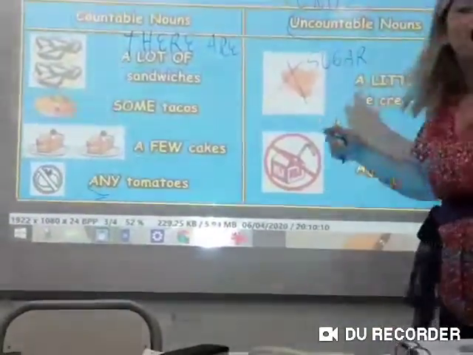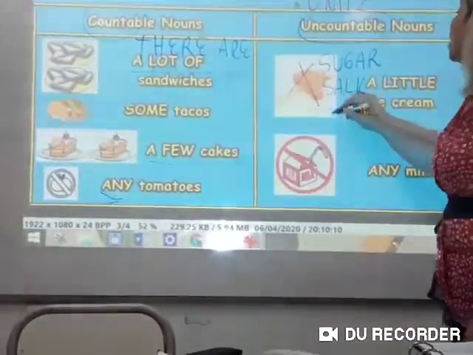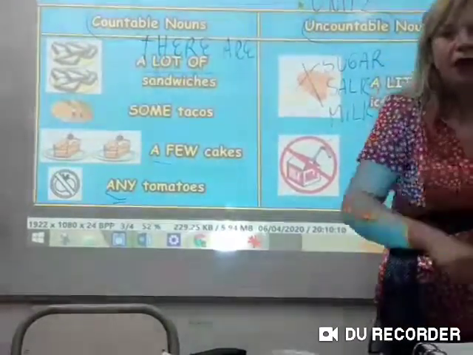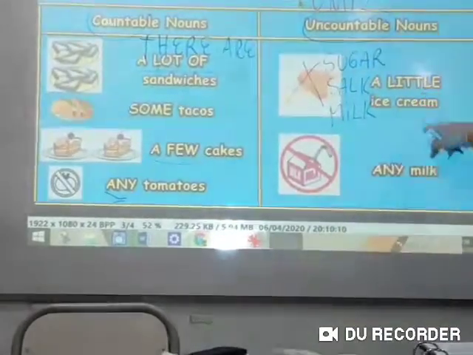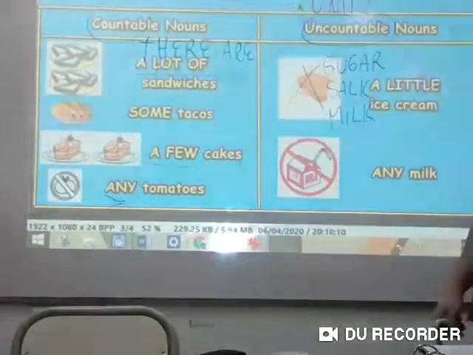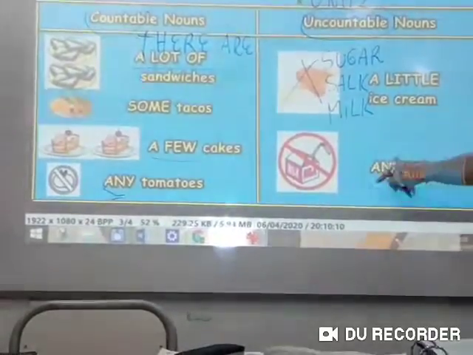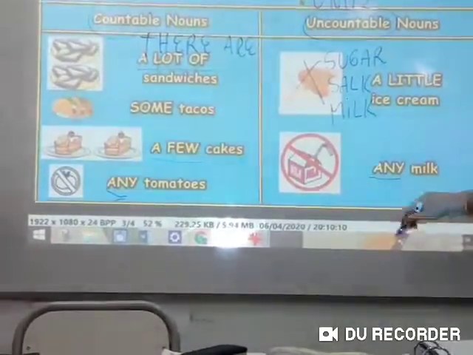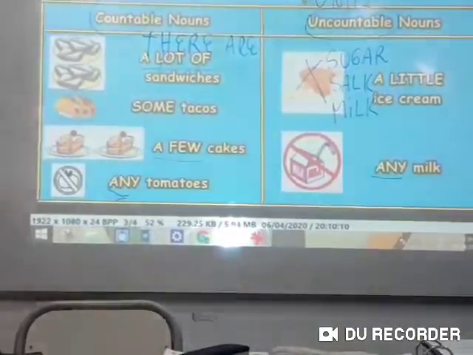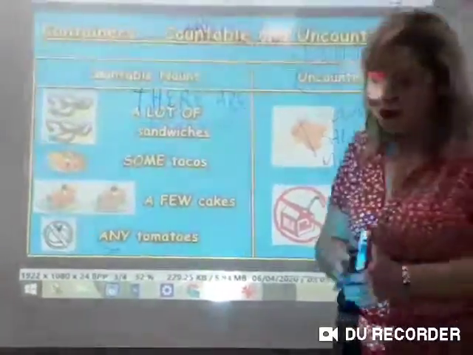Entonces, sugar is uncountable. Salt, la sal también, is uncountable. Yes. Milk también es uncountable. Yes. A no ser que sea a package of milk, two packets of milk. Okay. Entonces voy a decir, can you give me a little sugar? Entonces, a little but uncountable. Yes. Can you give me a little salt? Yes. Okay. Y después, any uncountable. I haven't got any milk. Yes. Okay. I haven't got any milk. Okay. I haven't got any sugar. Yes, is it clear? Yes, okay.